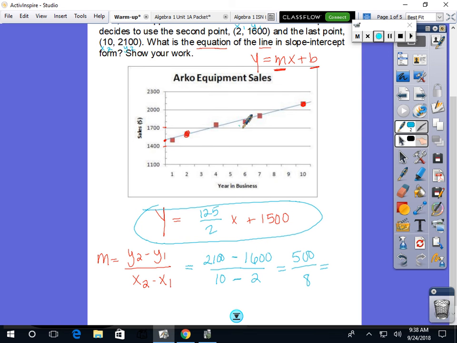Now I know it doesn't appear to be super steep in this picture, but that's because the y-axis is 1,100 to 2,300 while the x-axis is only 1 to 10. Okay? That's why it doesn't appear to be as steep as it really is.